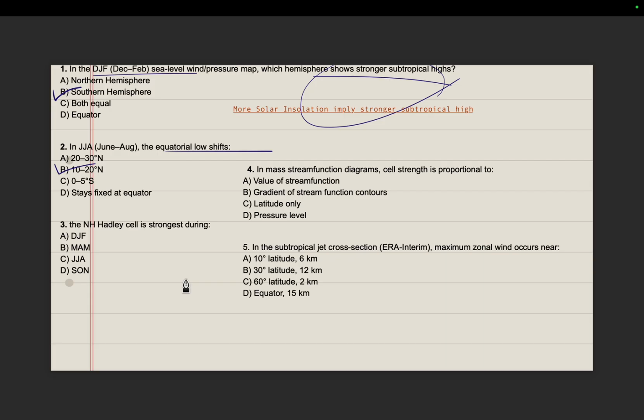Question 3: the northern hemisphere Hadley cell is strongest during which month? December, January, February; March, April, May; June, July, August; or September, October, November.